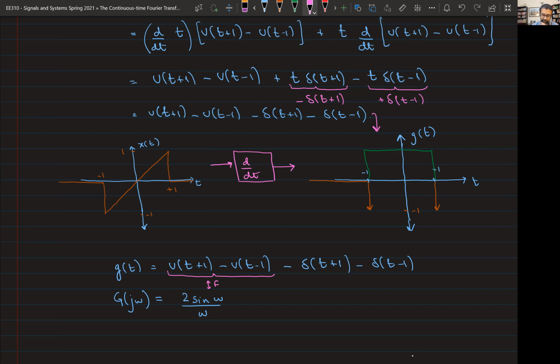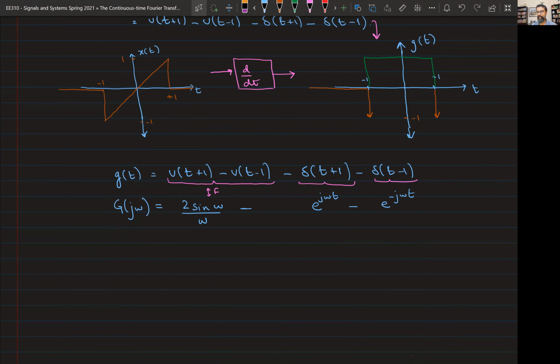What about the Fourier transform of delta t plus one? So what is the Fourier transform of delta t? The Fourier transform of delta t is one. And then I have delta t plus one, therefore there's a shifting in time. So I apply the shifting in time property. And as people point out in the chat box as well, this turns out to be an exponential, e raised to j omega, plus, and then there's a minus sign here, and the Fourier transform for this is going to be e raised to the power minus j omega.